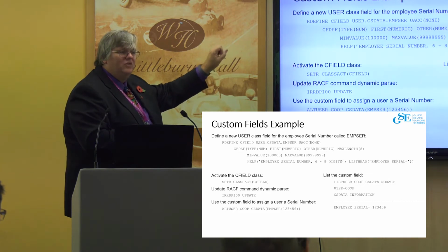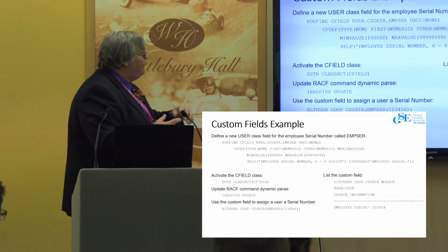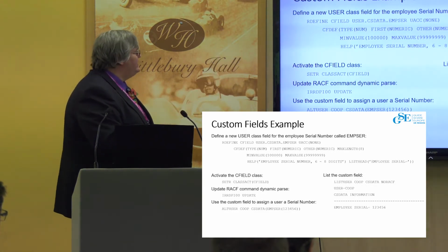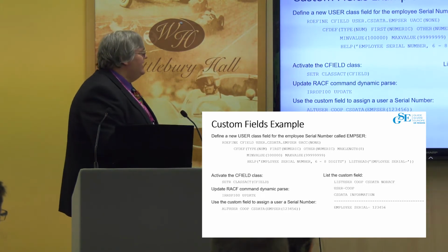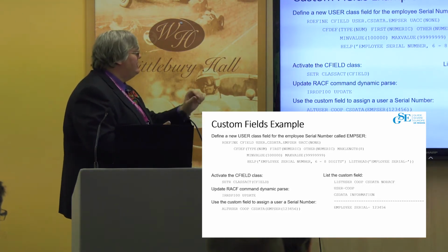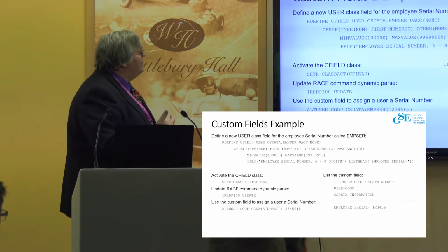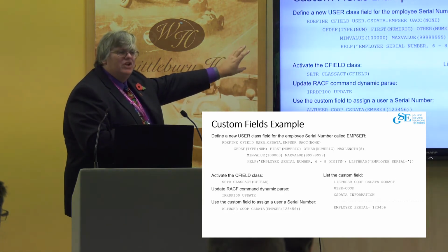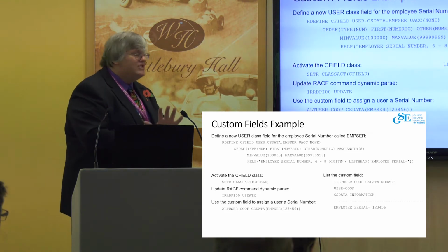The first part of the profile was the class, in this case USER. The second one was CSDATA. The third field was the name of the field that you actually wanted, in this case EMPSER for employee serial. And then in the CFDEF segment, you describe what that field looked like. This one is a numeric value. The first character must be numeric. Every other character must be numeric. It can only be 8 characters long. Its minimum value is 100,000. Maximum value is a whole bunch of 9s, and some help text. All of this will be used by the RACF dynamic parse processing to manage your custom fields.